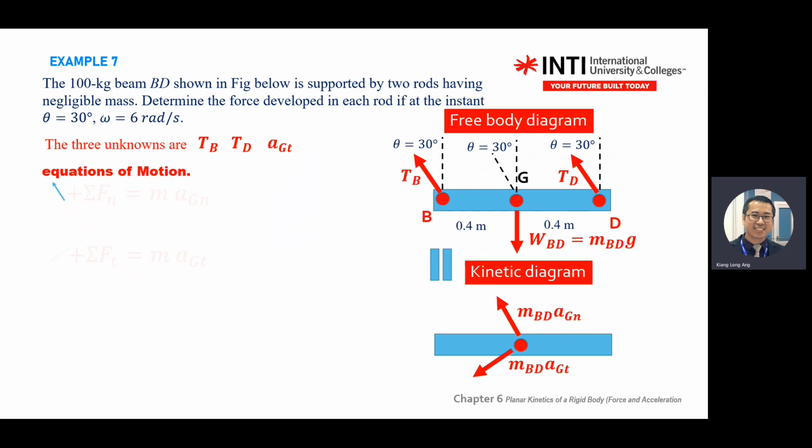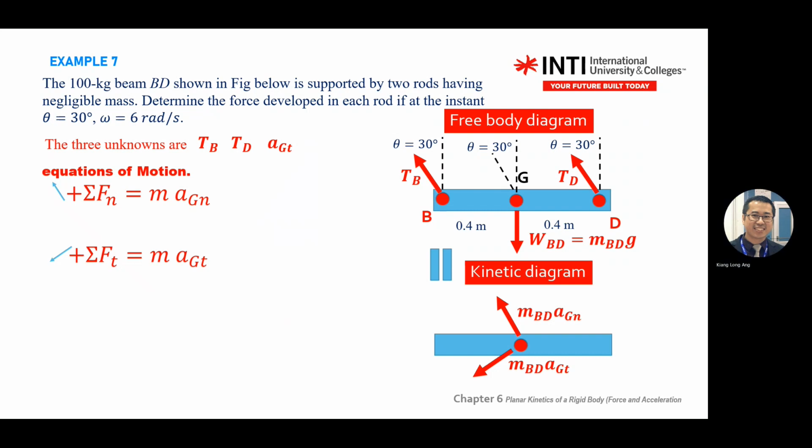F equal to ma, so we break into two. In this case, because the body moves in a curved motion, you no longer see x and y. You see normal and tangent direction. Makes sense. So don't get confused about when you should use x and when you should use normal and tangent. As long as you look at the motion, you know already. If the object moves in a straight line on the surface, then you use x and y. If the object moves in a curved motion, very high chances you need to use normal and tangent.